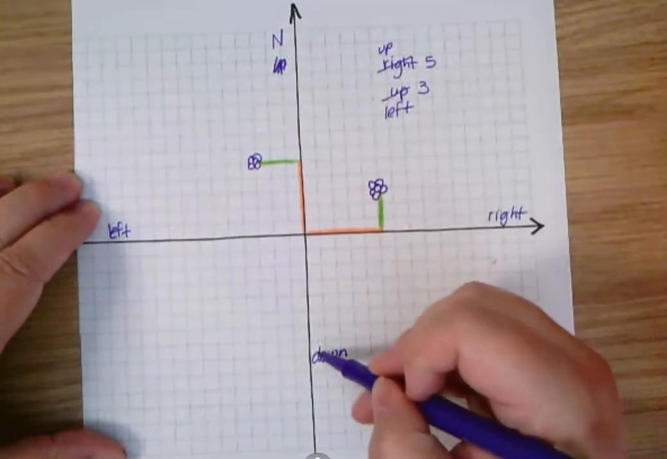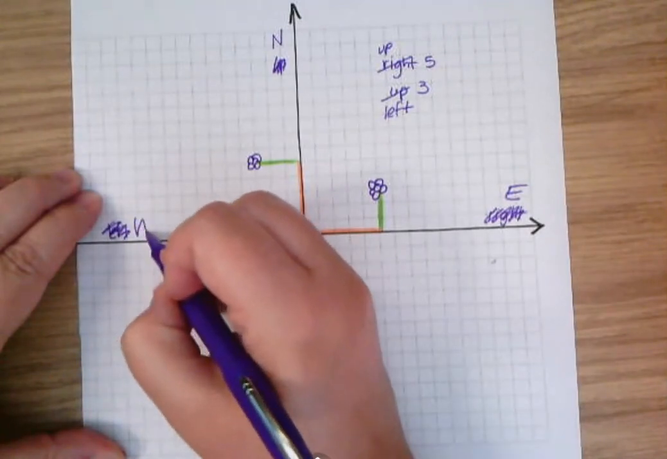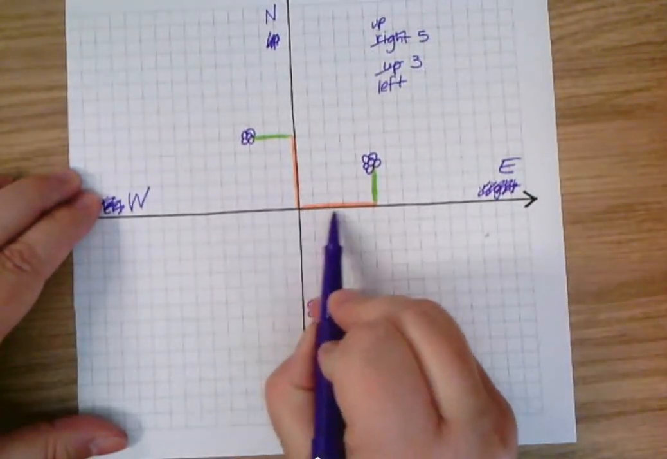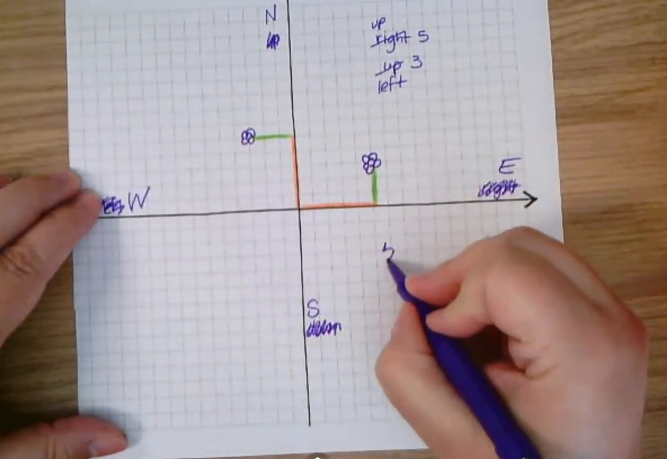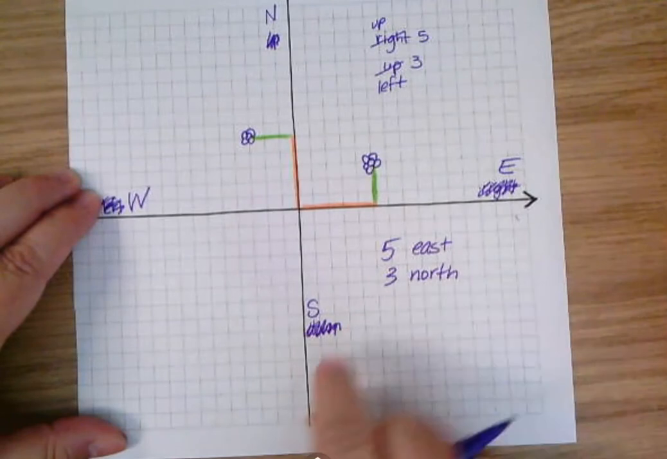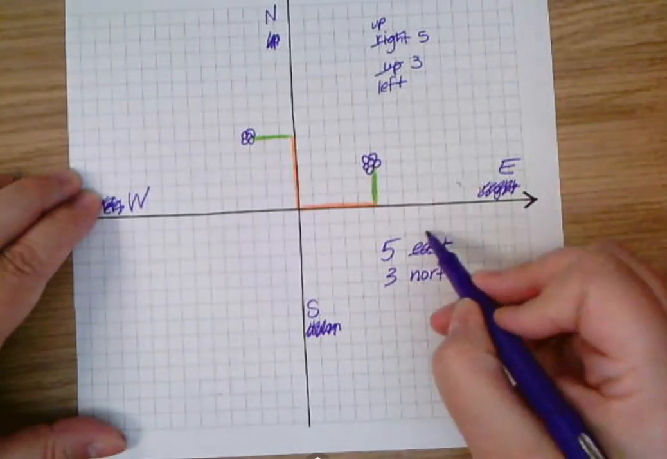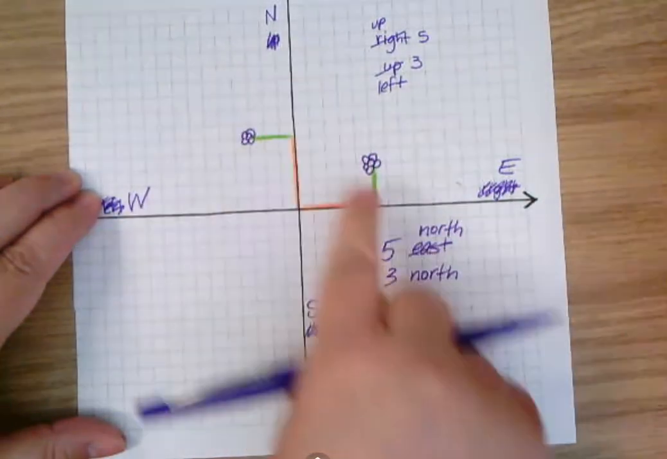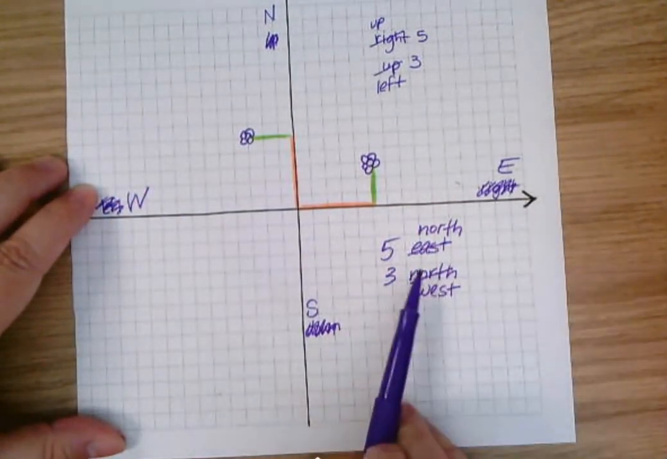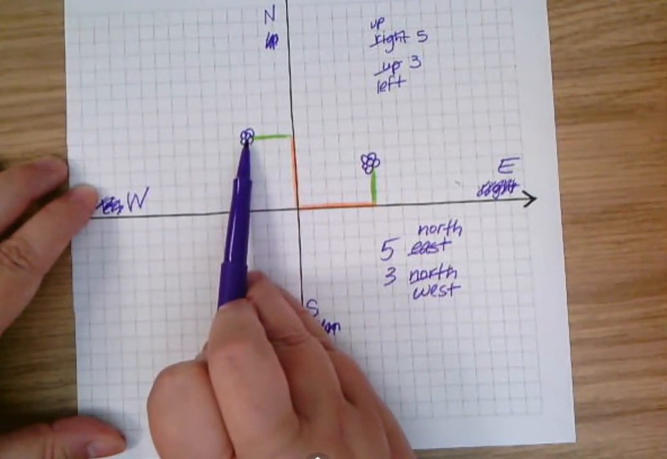So this is north, south, east, west. And then I think about how to get to the original point, and I say, okay, I go 5 east and 3 north. And then I say, well, if I'm going 90 degrees, east becomes north. If I'm going 90 degrees, this north becomes west. So getting my new point will go 5 north and 3 west, and that will get me to my new point.